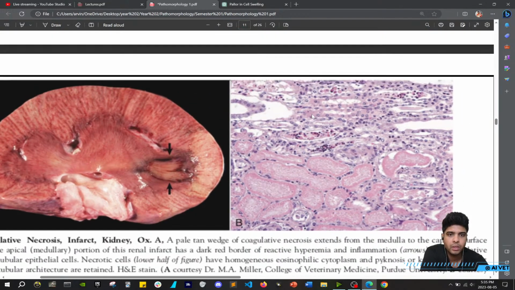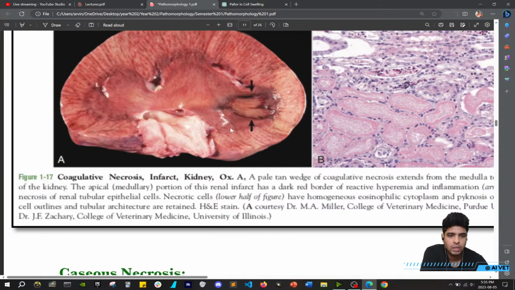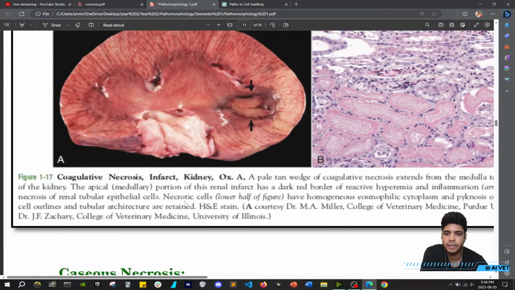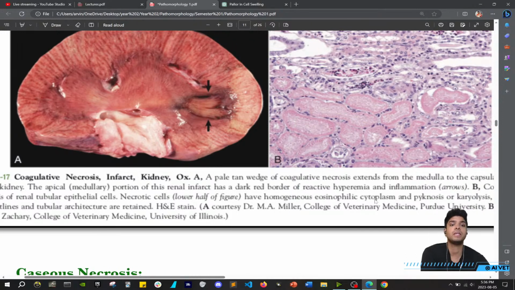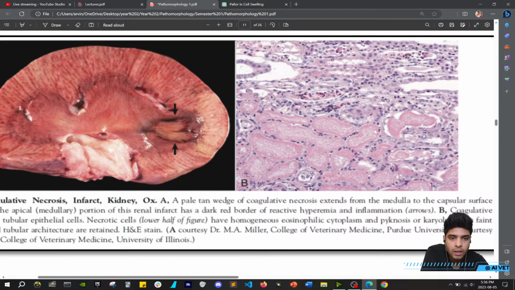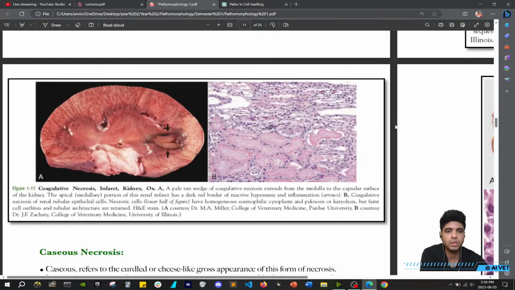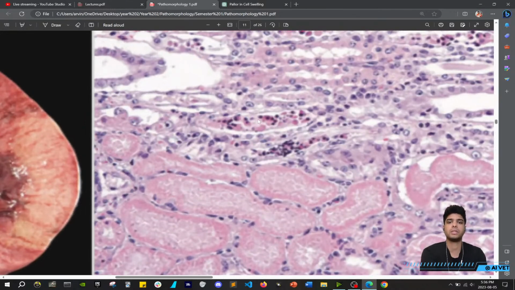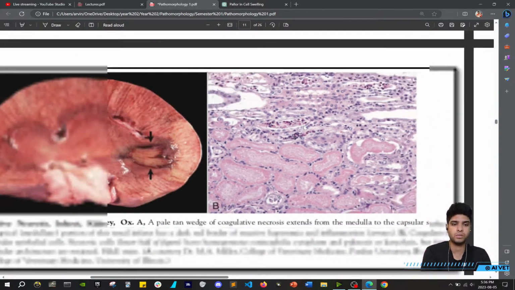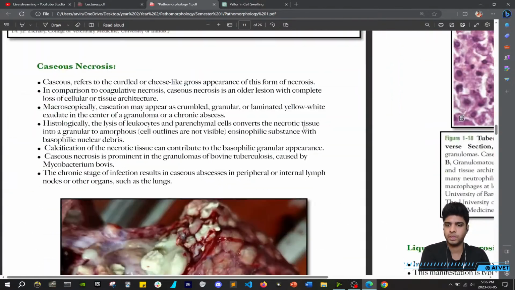And then B, what does B say? Coagulative necrosis of renal tubular epithelial cells, necrotic cells have homogeneous eosinophilic cytoplasm. Okay, I guess these are the ones, eosinophilic cytoplasm. And pycnosis, karyolysis, but faint cell outlines. Okay, got it. Cell oncosis, that's how they die. And also there you can see the eosinophilic red or red-pink colored granules.